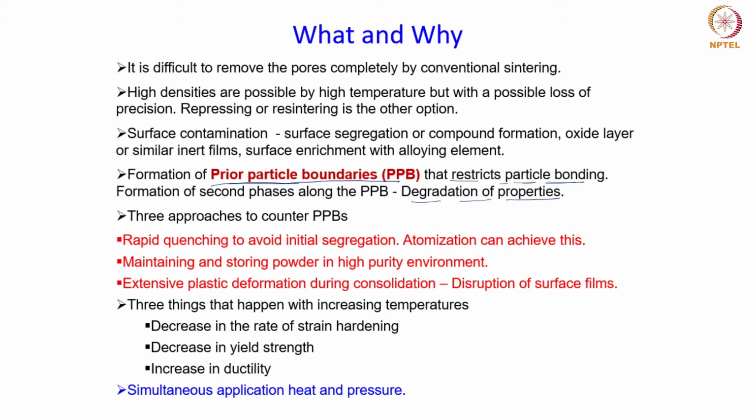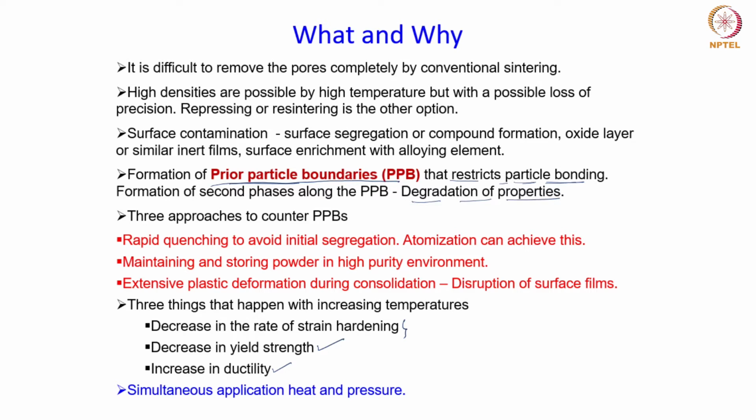Now, high densities can be achieved by high temperature, probably with a loss of some precision. And when you talk about high temperatures, three things that can happen with increasing temperatures are as follows: decrease in the rate of strain hardening, decrease in the yield strength, and increase in ductility. And all these things are actually helpful with regard to the compaction and bonding between the particles, right?